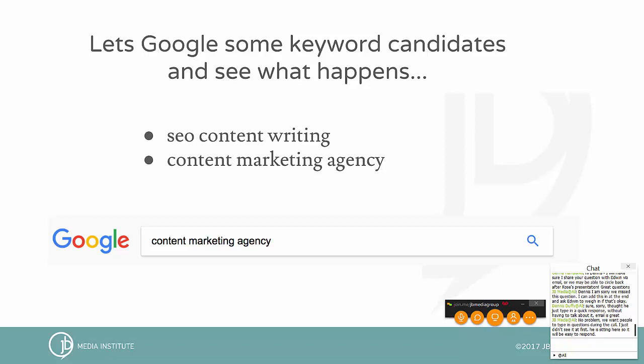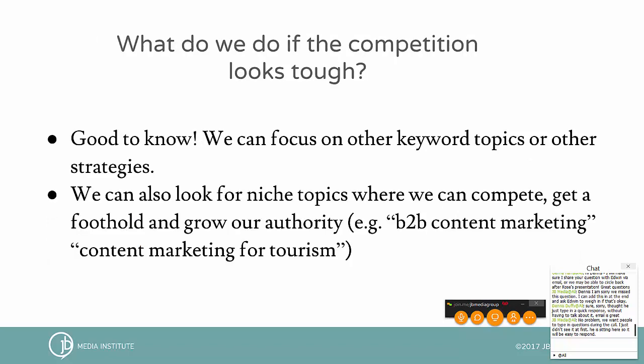Now I have Ahrefs, this tool, that will show me right in the Google results the domain authority of the different sites. And what I can see for content marketing agency is that those domain authorities are really high. They're between 60 and 80 out of 100. Our domain authority at this time is a 45. So I'm like, okay, yep, content marketing agency is a really competitive search. That would be really ambitious for us. So what do we do if the competition looks really tough? There are a couple ways to approach that.